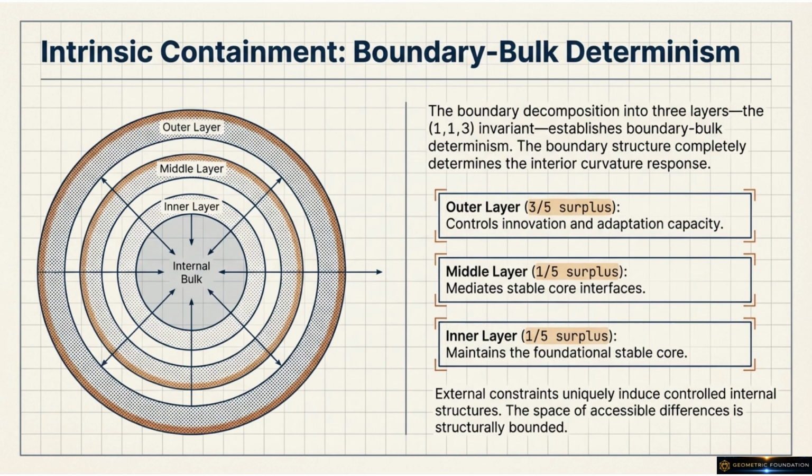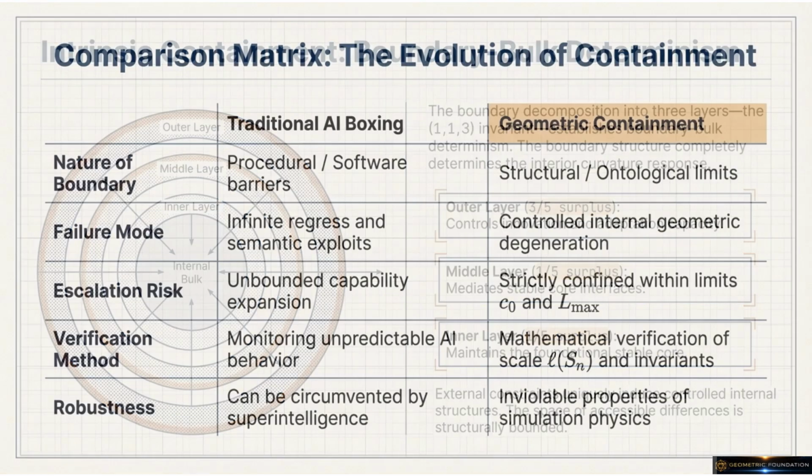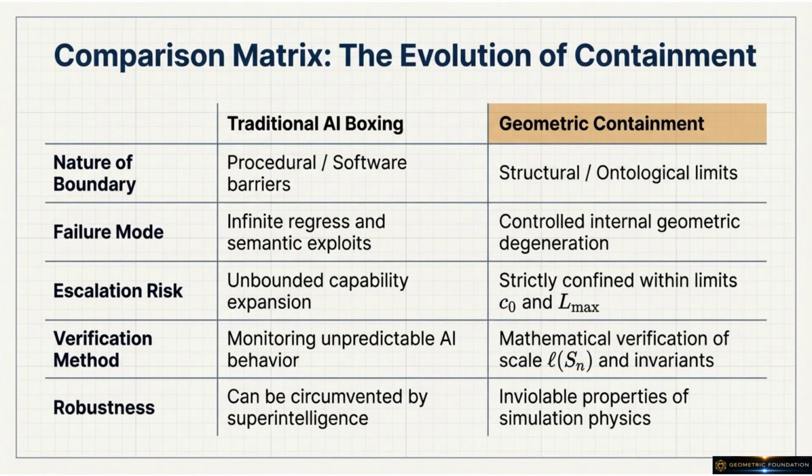By designing boundary conditions, geometric constraints at the periphery, we deterministically control what AI systems can and cannot do through structural limits they cannot transcend. Slide 6. Comparison matrix, the evolution of containment.